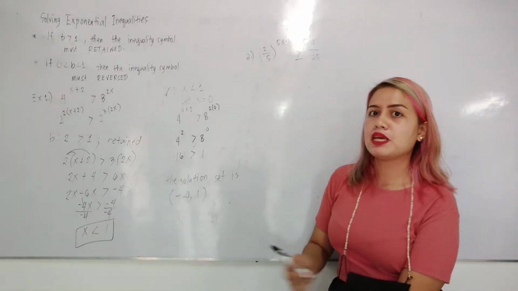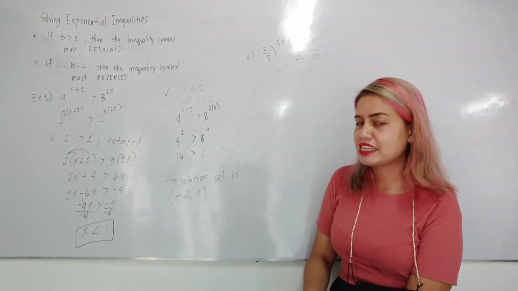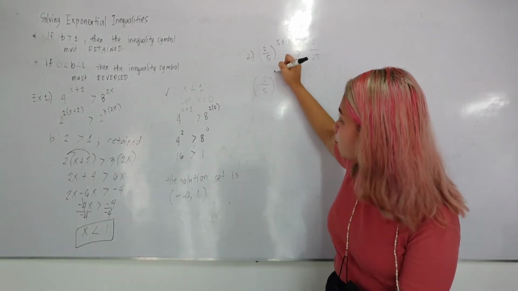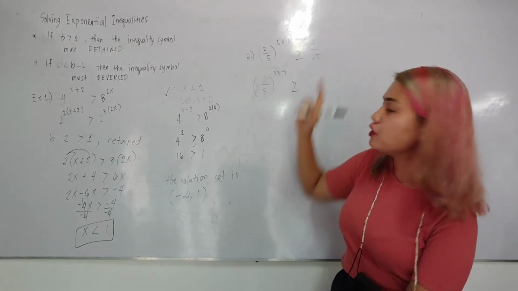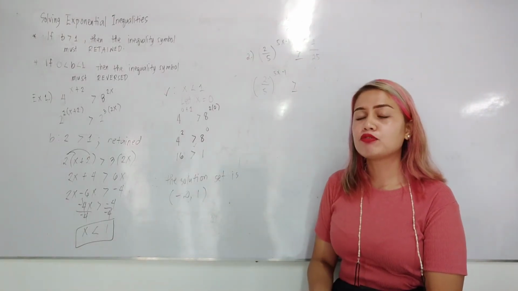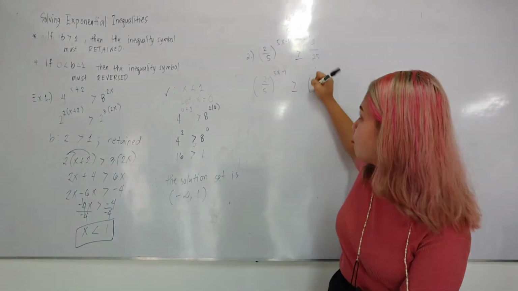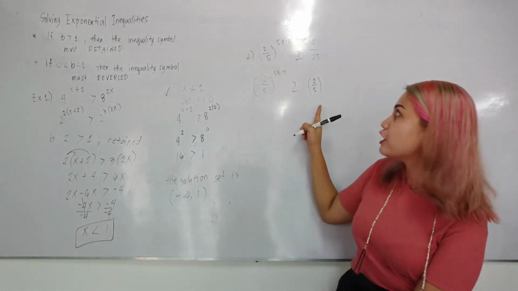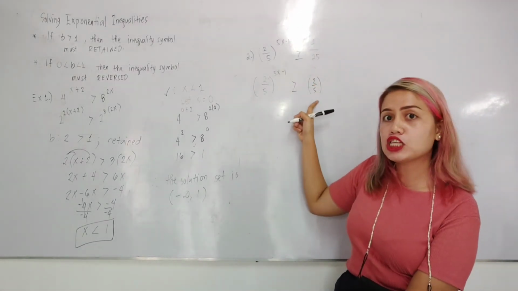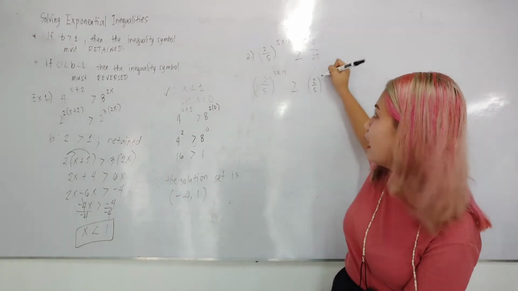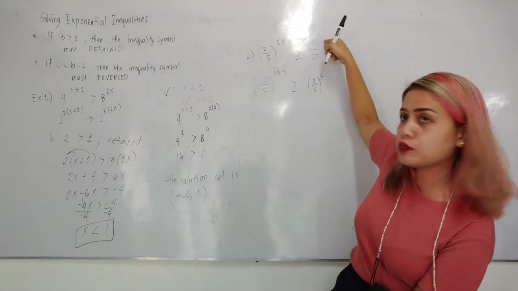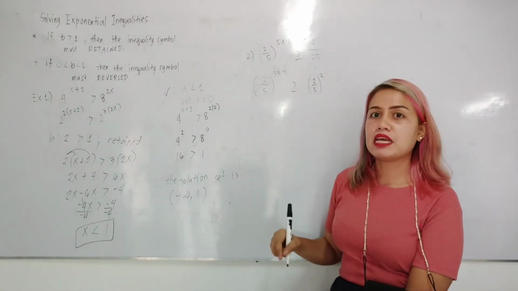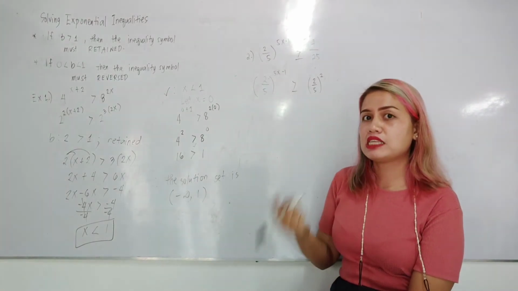So what do you think will be our common base? Yes, it is 2 over 5. So you just copy 2 over 5 to the power of 5x minus 1. Then you rewrite 4 over 25 with a base 2 over 5. What do you think will be our exponent in order for us to get 4 over 25 with base 2 over 5? Yes, it's 2. 2 squared is 4. 5 squared is 25. Right. Since you already have the same base here now, we already transformed it with the same base.